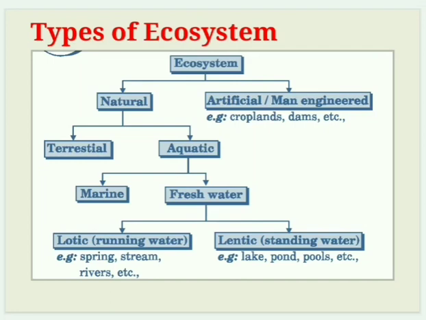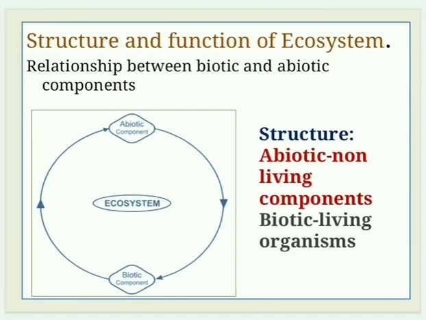Aquatic is again divided into marine and freshwater. Marine is salt water. Freshwater is again divided into lotic and lentic. Lotic means running water like spring, stream, rivers, etc. Lentic is standing water, that is lake, pond, pools, etc. So these are the types of ecosystem, and I have given you a small block diagram also about this one. We will be seeing about each ecosystem separately.